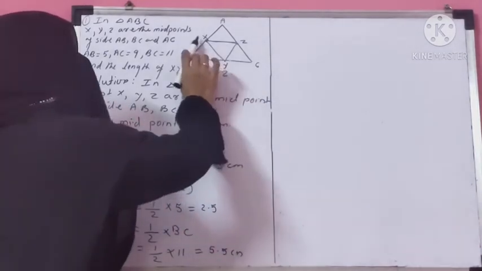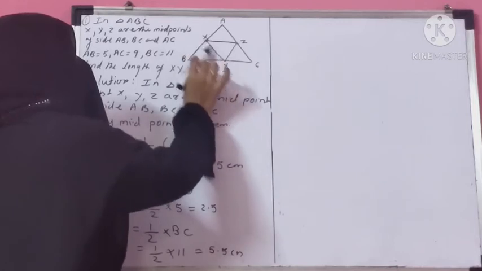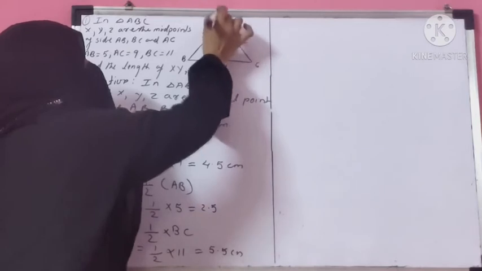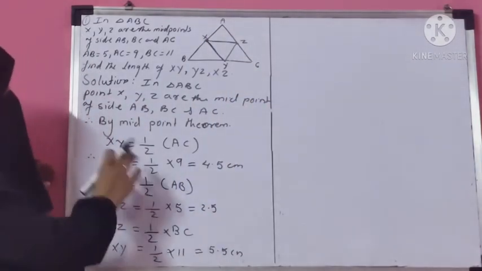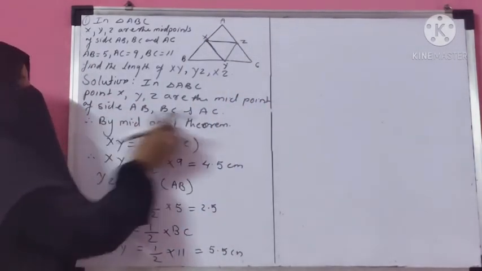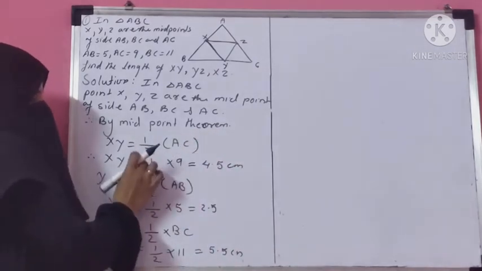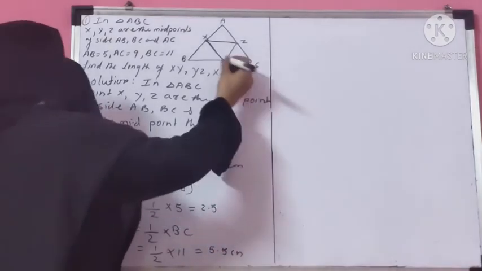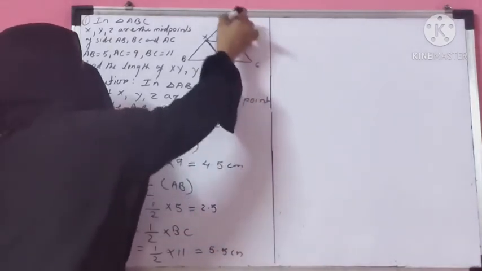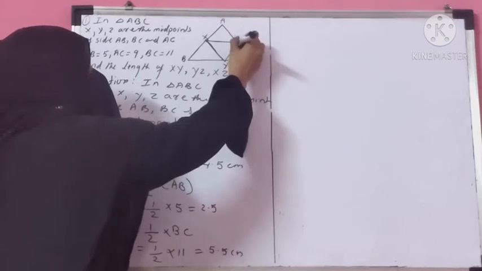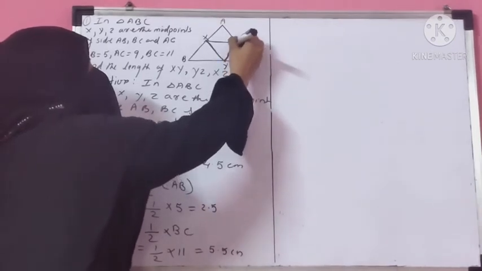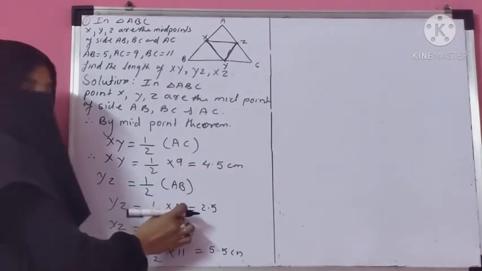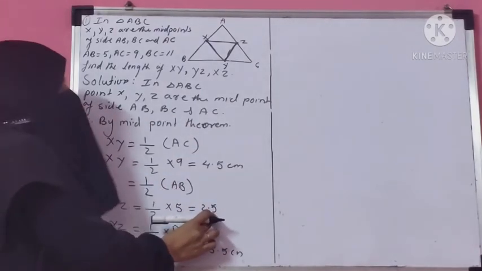Once again see here, XY is the segment which joins the midpoints of side AB and side BC. So XY is half of the opposite side AC. Okay, so XY is half of AC by the midpoint theorem. So half of 9 is 4.5 centimeter. Now again, Y is the midpoint of BC and Z is the midpoint of AC. So this segment joins the midpoints. So this segment is half of the opposite side, that means AB. So half of AB, that means half of 5, 2.5 centimeter.